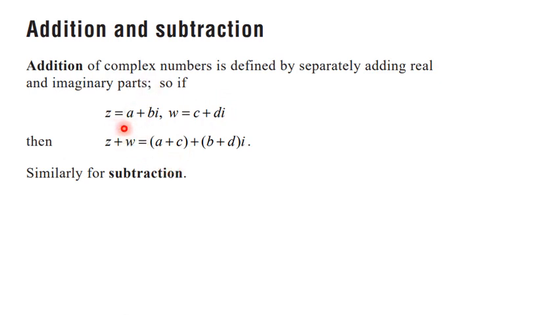So you have z is equal to a plus bi, then you have w equals c plus di. Then z plus w is equal to a plus c, plus the part with i, the quantity b plus d times i. Similarly for subtraction as well. Addition and subtraction are similar, and the ways to deal with them are similar.